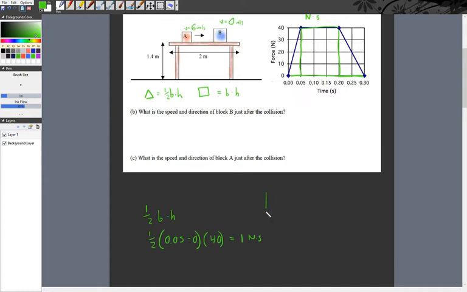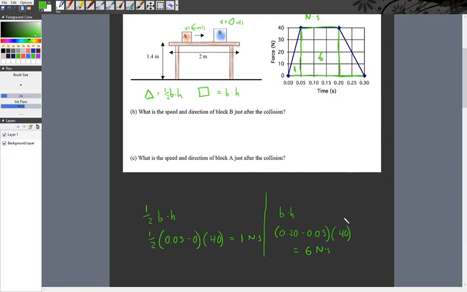All right? Now, what about that rectangle right there? Well, the rectangle's area is equal to base times height. So the area of the rectangle is equal to, well, the base is 0.20 minus 0.05. That's the base of the rectangle. The height is just going to be 40 units. Okay, we work that out, and we get 6 Newton seconds. In fact, I'm going to write 1 here and 6 here.